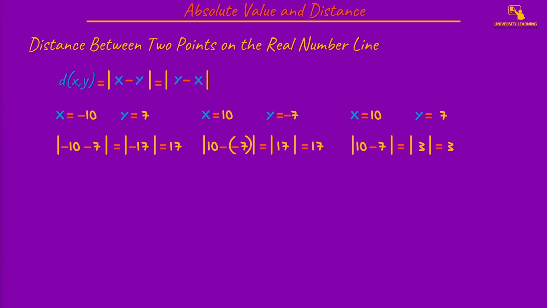And the last scenario that we have, if x is equal to negative 10 and y is equal to negative 7, so we are going to calculate the absolute value of negative 10, which is x, minus y, which is negative 7. So we will have positive 7 with negative 10. So it will be equal to the absolute value of negative 3, and this will be equal to 3.